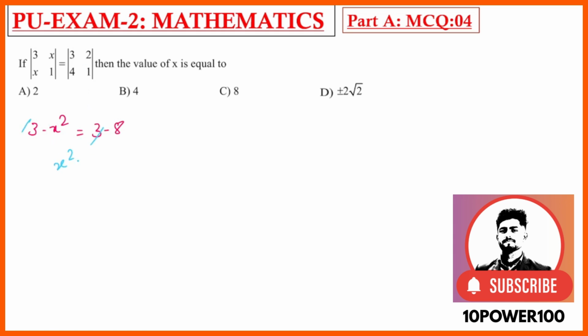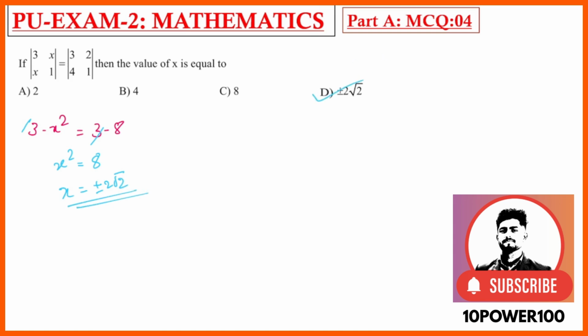X square is equal to 8. Actually minus x square is equal to minus 8, but the minus cancels. So x square is equal to 8, so x is equal to plus or minus 2 root 2, right children? So plus or minus 2 root 2 is the answer.